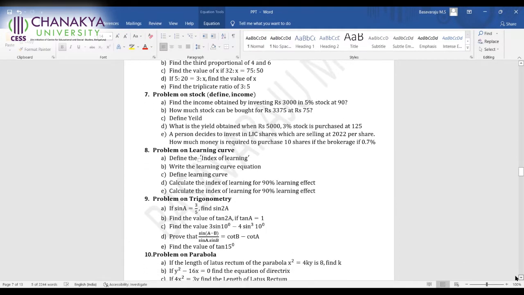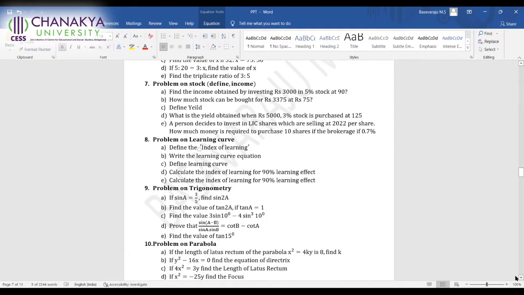So use that concept and calculate. And in the learning curve problem, please do remember that definitions are always an important thing. Define index of learning, write the learning curve equations, define learning curve. And a few times they may ask to find the learning effect, that means the index of learning for 90% learning effect or 80% learning effect. Hope you know how to solve this problem.